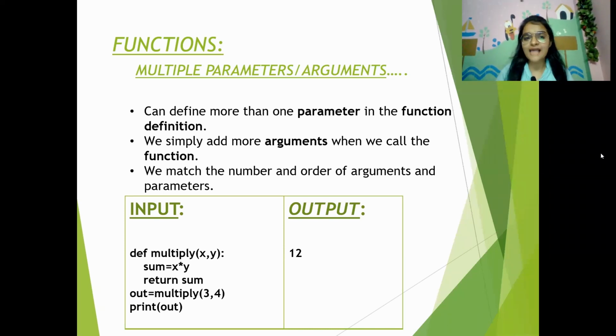So moving on to the next slide, we can say there are multiple parameters or arguments. What this means is, until now, we have given only one parameter to any function we define. But do you know that we can also provide more than one parameter in the function definition? There are some conditions we need to follow. In the function definition, there can be one parameter or more than one parameter, as we have already discussed.